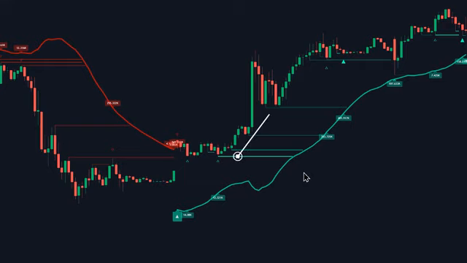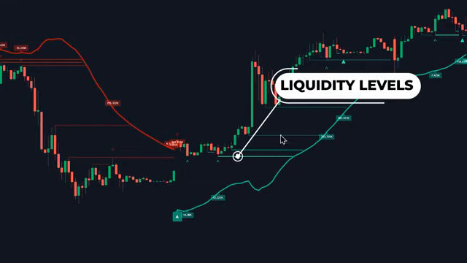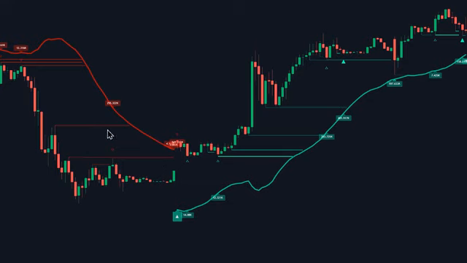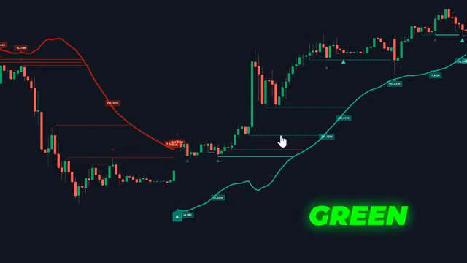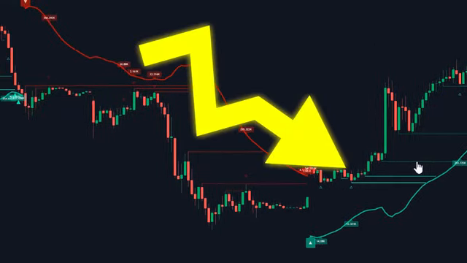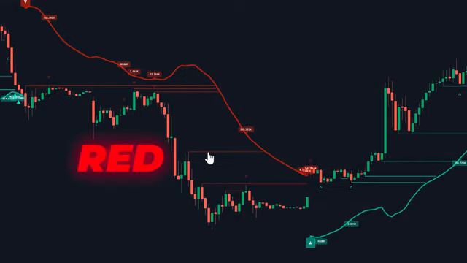Next, we have these horizontal lines, which represent liquidity levels. They appear in different colors depending on the trend. In a bullish trend, the lines are green and indicate sell-side liquidity. In a bearish trend, the lines are red and indicate buy-side liquidity.